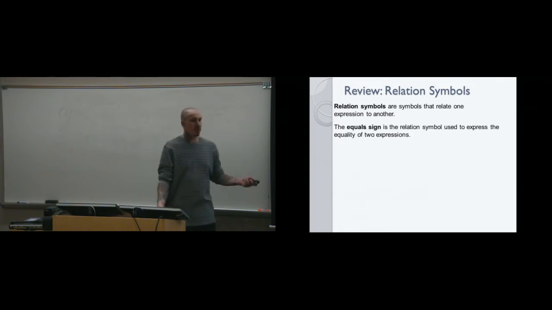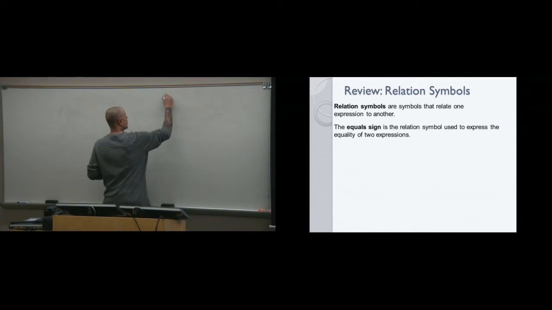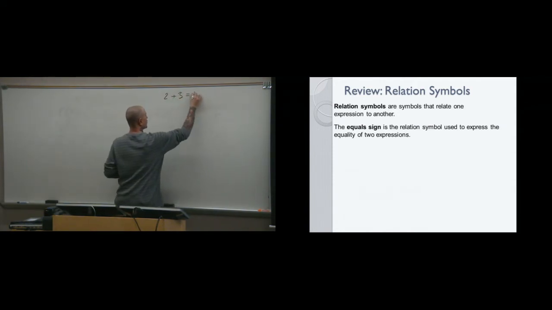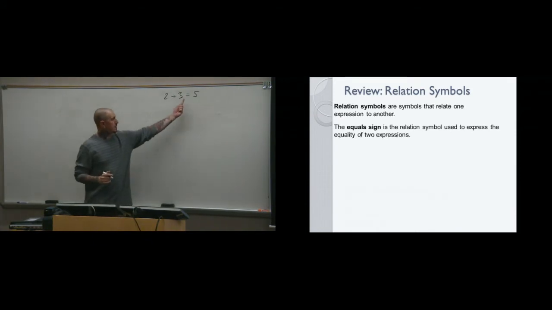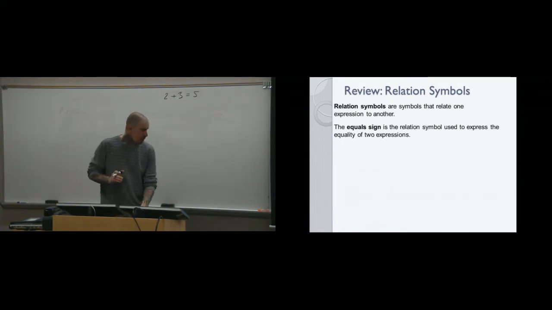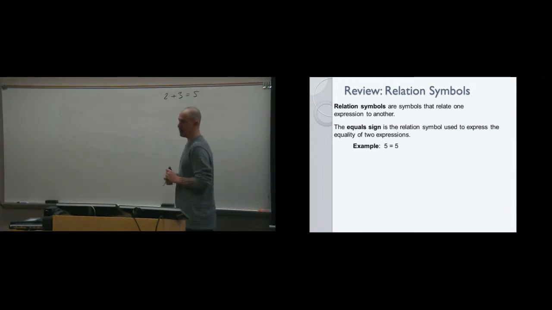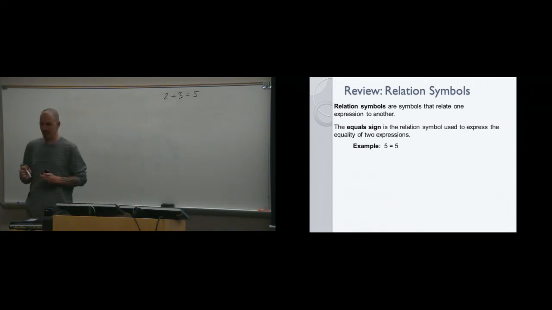All right. So relation symbols are symbols that relate one expression to another. So the one that we use most often is the equal sign. Okay, so if I see something like 2 plus 3 equals 5. This is the symbol that says that this expression here is equivalent to this expression here. If we want to go even simpler, right, we can say something like 5 equals 5. That would be pretty trivial, right? We know that it's true for sure, but that would be an example of equality.